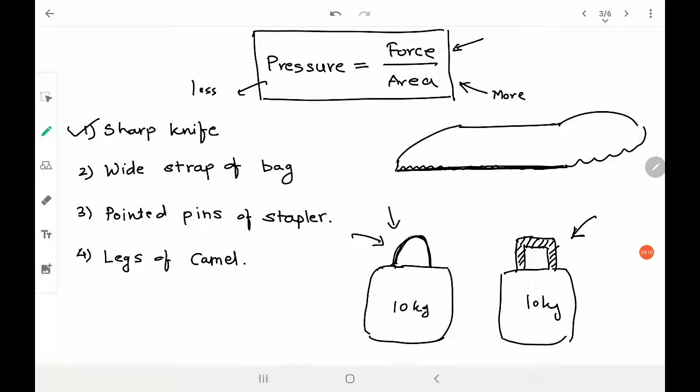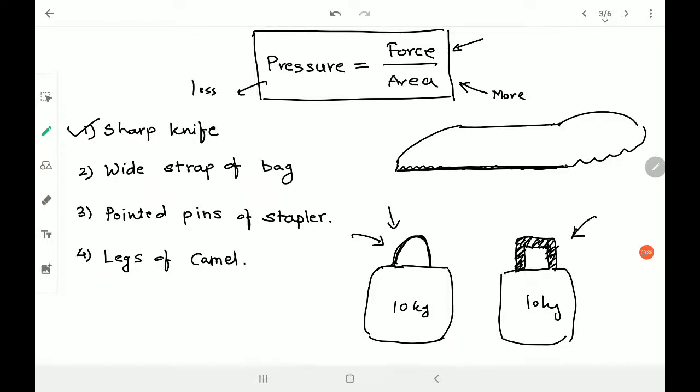If you take a very thin wire, a rope, even a simple thread-like structure for 10 kg, you can't even lift the bag. It might get cut as well. Your hand might get cut if you take a thread. Whereas a strap on this bag will help you to easily carry it.